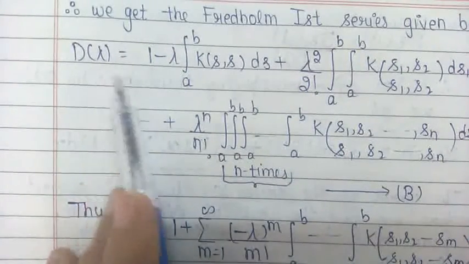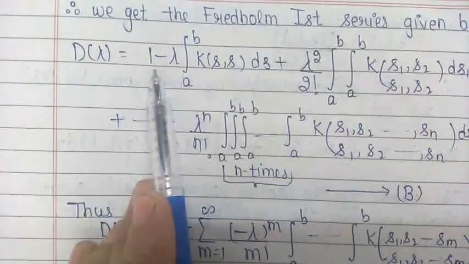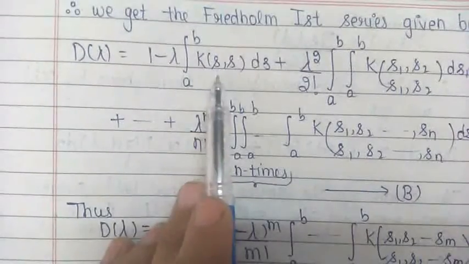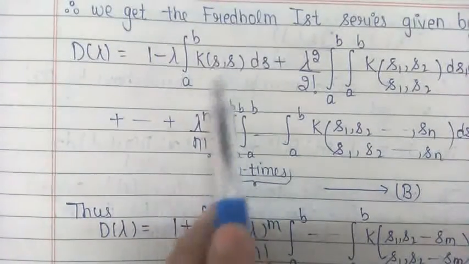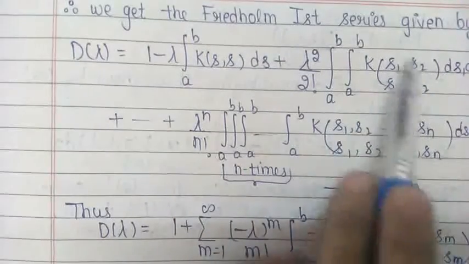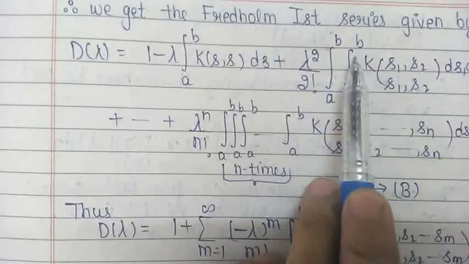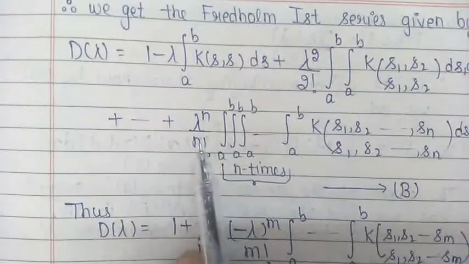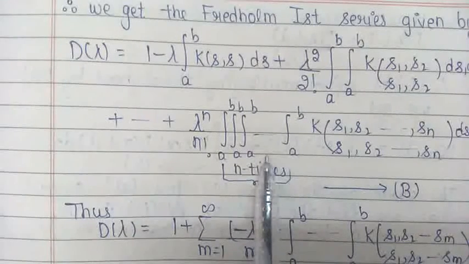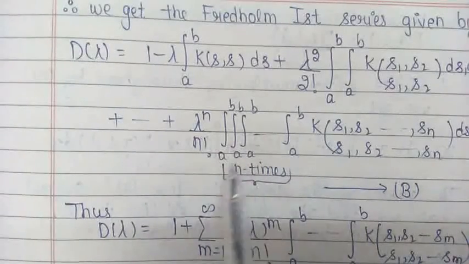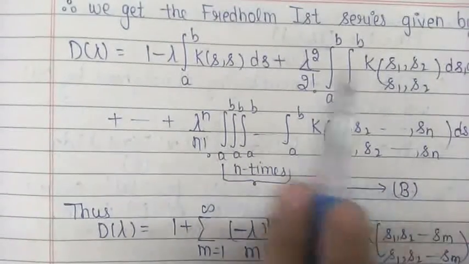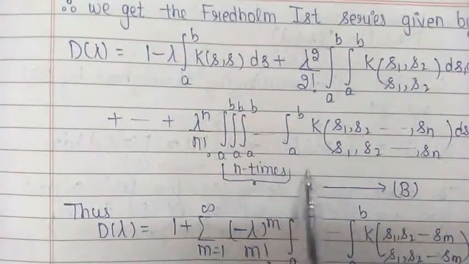D(lambda). So the first term 1 will remain as it is. The limit of the summation which contains the summation in only one variable, so we get a single integral. The double summation is converted into a double integral, and the last summation is converted into the integral n times, because in that summation we had p1, p2, p3 up to pn. So that is converted into the integration n times. So we have obtained the Fredholm first series, meaning the determinant D(lambda).